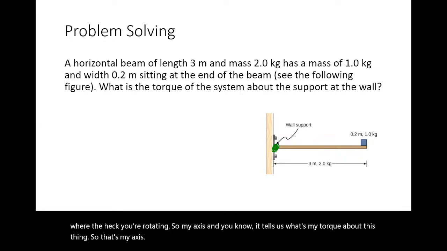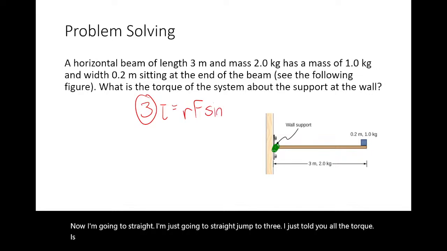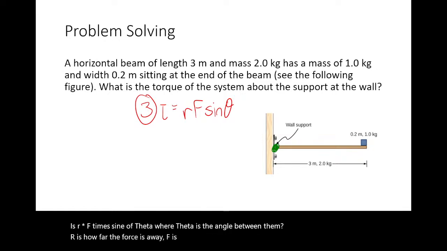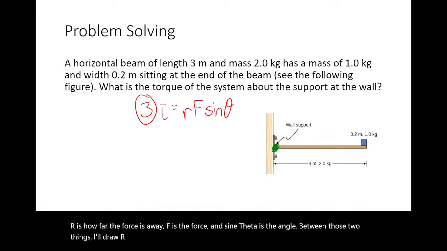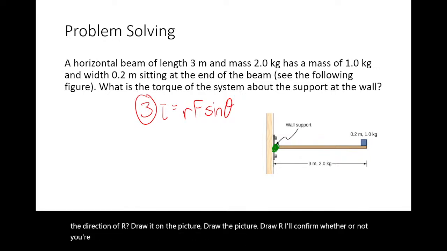Now I'm just going to jump straight to step 3. I just told you the torque is R times F times sine of theta, where theta is the angle between them. R is how far the force is away. F is the force. And sine theta is the angle between those two things. Actually, you all try to draw R. What is the direction of R? Draw it on the picture. I'll confirm whether or not you're right. Don't overthink it.